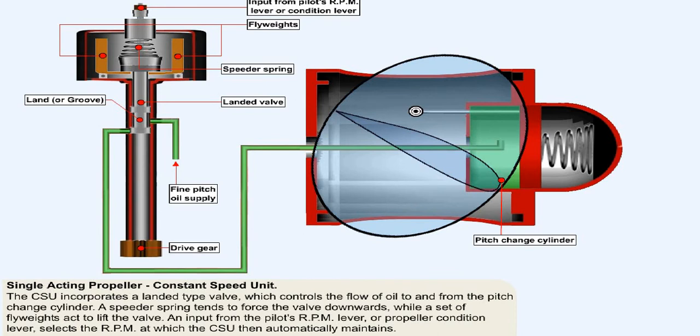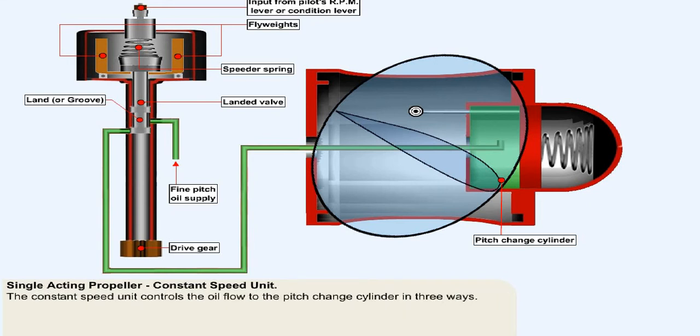The constant speed unit, or CSU, incorporates a valve, which, because it has lands or grooves cut into the operating portion of its stem, is called a landed valve. This landed valve controls the flow of oil to and from the propeller actuating, or pitch change cylinder. A speeder spring, acting above the valve, tends to force the valve downwards, while a set of flyweights, driven by the engine, oppose the spring and act to lift the valve. An input from the pilot's RPM lever, or propeller condition lever, will adjust the setting of the speeder spring, selecting the RPM, which the CSU then automatically maintains.